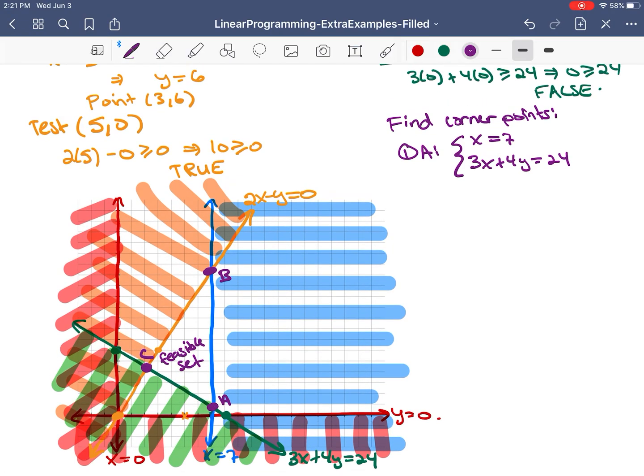What we want to do is use substitution. We already have x solved for, so I'm just going to plug 7 in for x. I get 21 plus 4y is equal to 24, which means 4y should be equal to 3 if I subtract 21 on both sides, which means that y is 3 over 4. So the coordinates for A are 7 and 0.75.